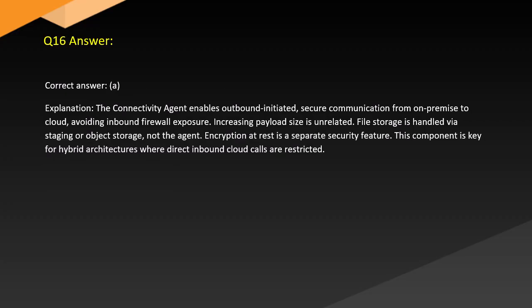Answer. Correct answer: A. Explanation. The connectivity agent enables outbound-initiated, secure communication from on-premise to cloud, avoiding inbound firewall exposure. Increasing payload size is unrelated. File storage is handled via staging or object storage, not the agent. Encryption at rest is a separate security feature. This component is key for hybrid architectures where direct inbound cloud calls are restricted.